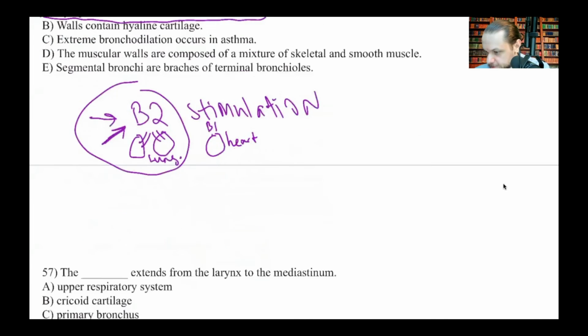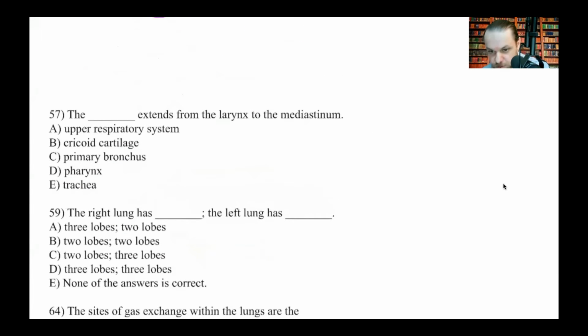All right. Number 57. Let's do Sarah. The blank extends from the larynx to the mediastinum, and I put E, trachea. Trachea is correct, right? So trachea is correct.